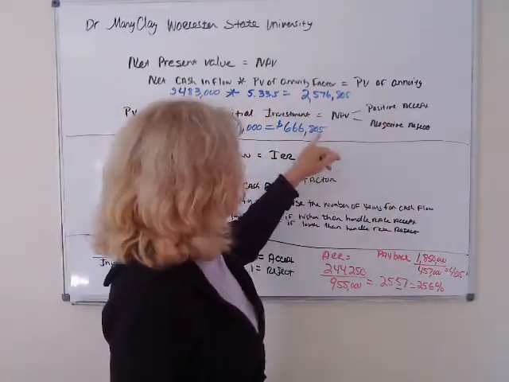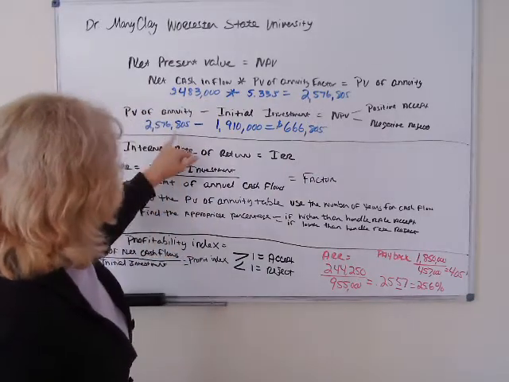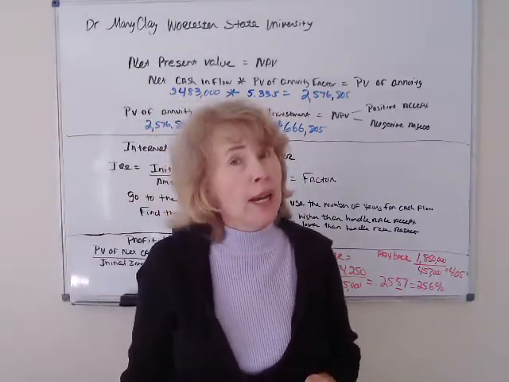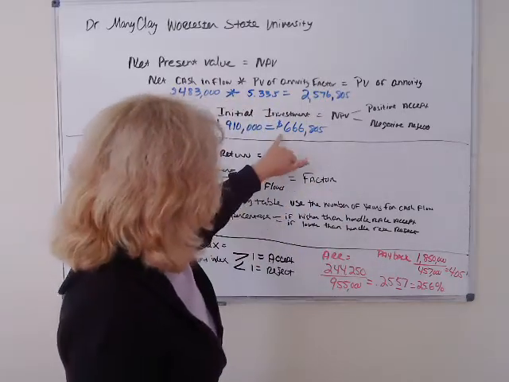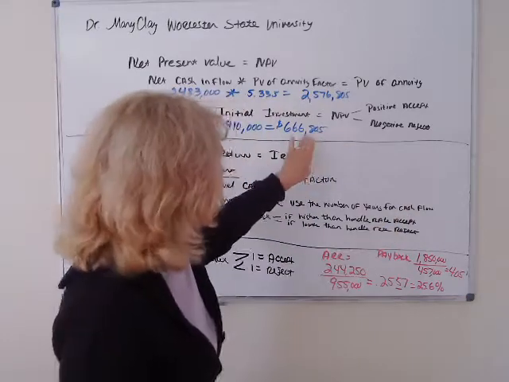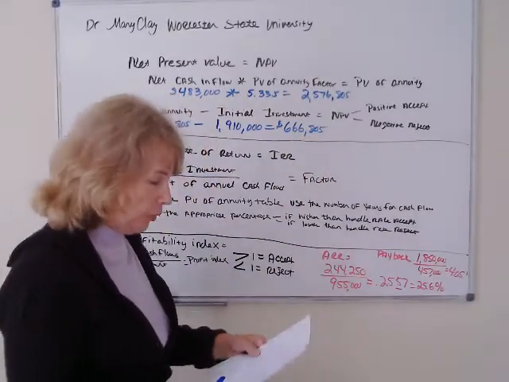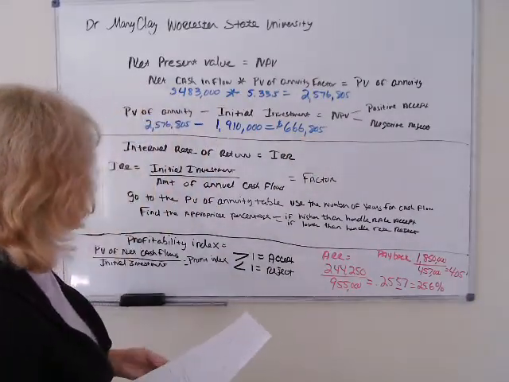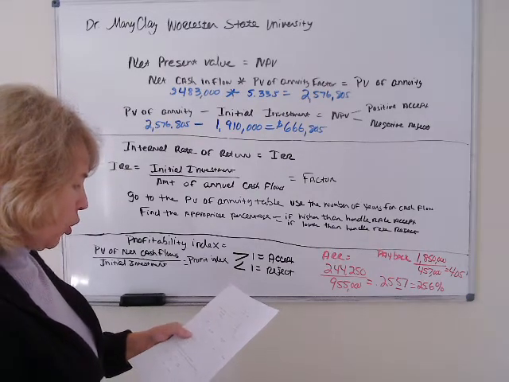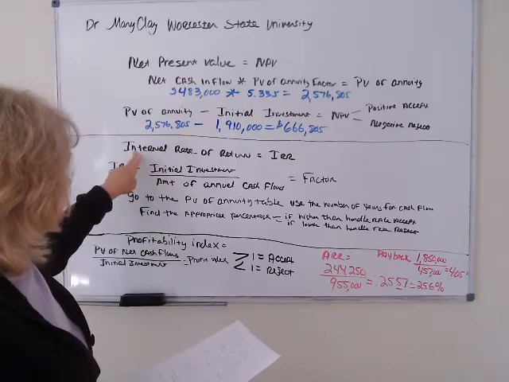If it was negative, so if this number was less than this, my final answer would be negative. Make sure you know how to do basic math. You would have that in parentheses. You would say reject. Okay, but in this case, we're accepting that. That's good. All right, so that's how you do net present value. All right, let's go next to the internal rate of return.